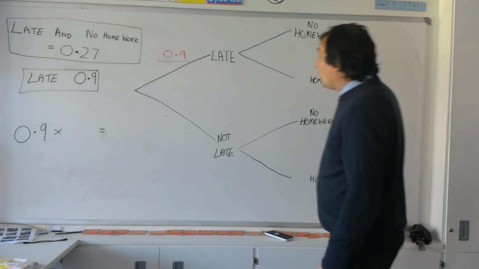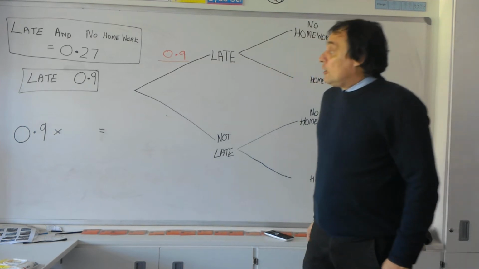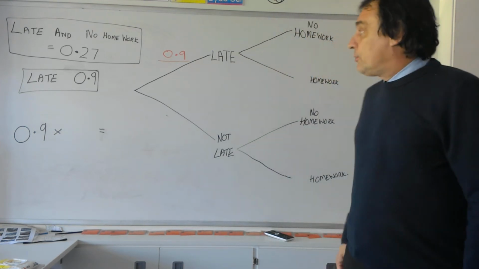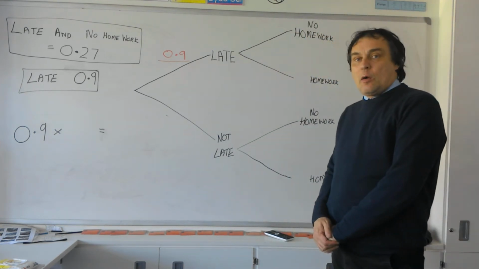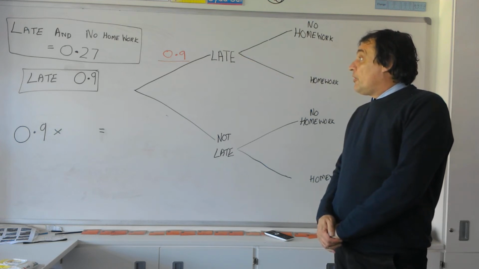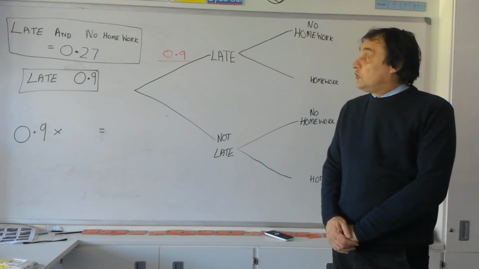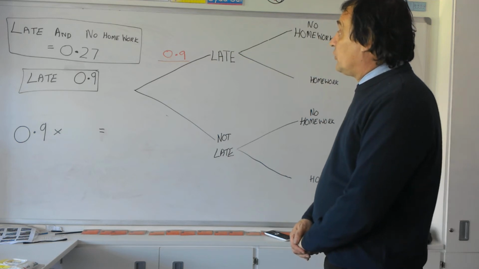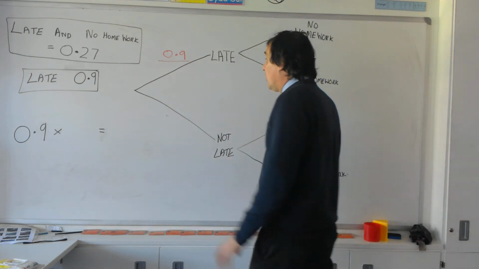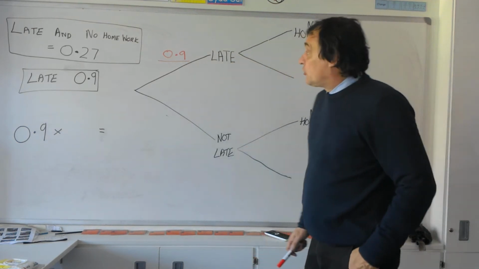Good morning, good afternoon. What we're going to be looking at today is probability trees where we've got to work out a reverse problem. Now the situation we've got here today is we're told two pieces of information to help us fill in the tree diagram.